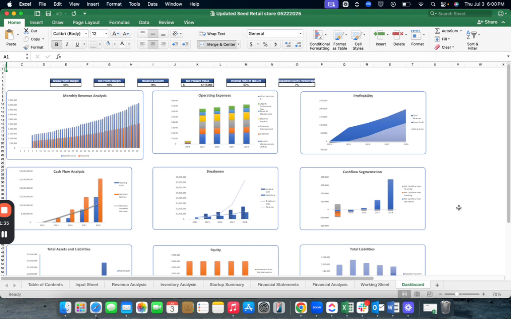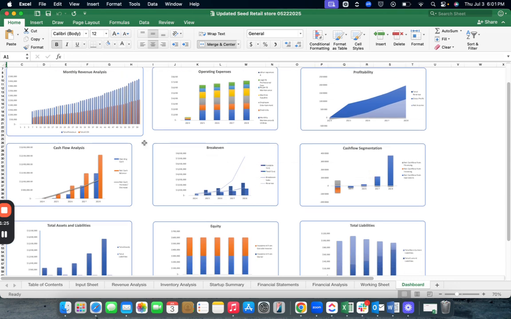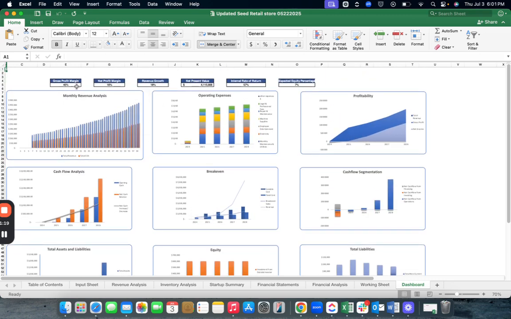Then here we have the dashboard, which is the overview of the whole financial model, which represents the monthly revenue analysis, operating expenses, profitability, cash flow segmentation, break even, cash flow analysis, total assets and liabilities, equity and total liabilities, and here we have the GP margin, NP margin, revenue growth, NPV, IRR and expected equity percentage.